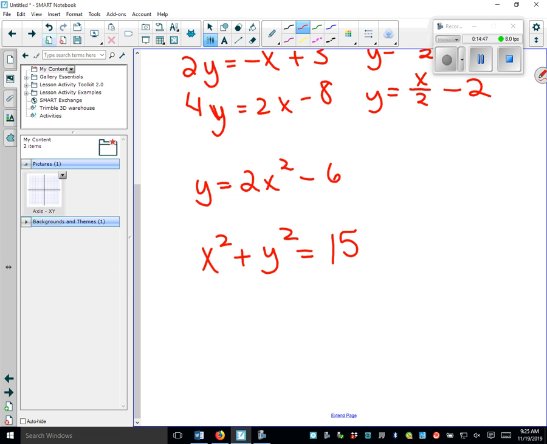So let's think about a circle. It's basically a circle where the center is the origin. Because remember, it would have something added or subtracted to x or y if it wasn't the origin. So that is a circle. The center is origin. All right. Can you picture that in your mind?